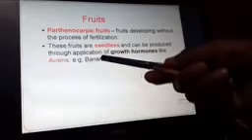Now the parthenocarpic fruits, fruits developing without the process of fertilization. These fruits are seedless and can be produced through application of growth hormones like auxins, and an example is the banana.